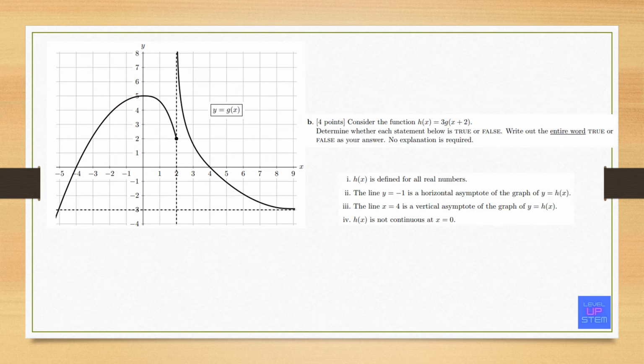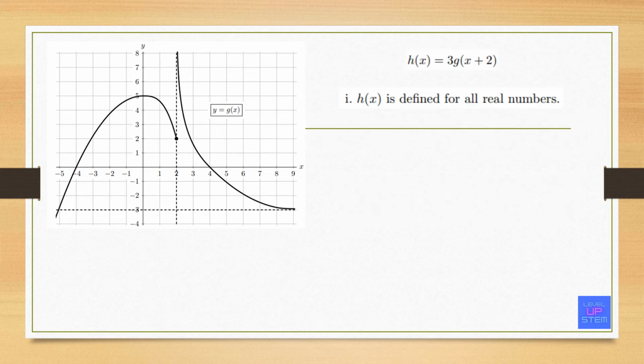Okay. Now for the second portion of this problem, we have considered this function, h of x equals 3 times g of (x plus 2), and we have some more true and false to answer, so let's get into it. So we have this h of x equation again, and h of x is defined for all real numbers. Well, this one would be, yep, true, since every x value is defined on this graph, there's no undefined values of x.